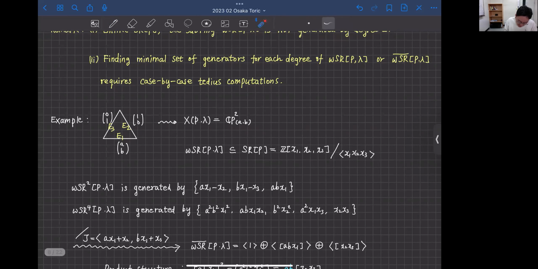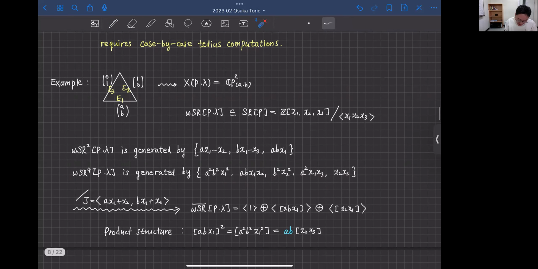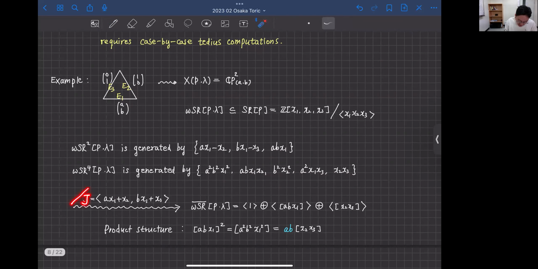After some hand computation, we can see that the degree 2 part of this weighted Stanley-Reisner ring is generated by these three elements, and the degree 4 part is generated by this element. And then after taking the quotient by this ideal, the singular cohomology ring is generated by 1 in degree 0, and we can take this one as a degree 2 generator, and this one to be the degree 4 generator.